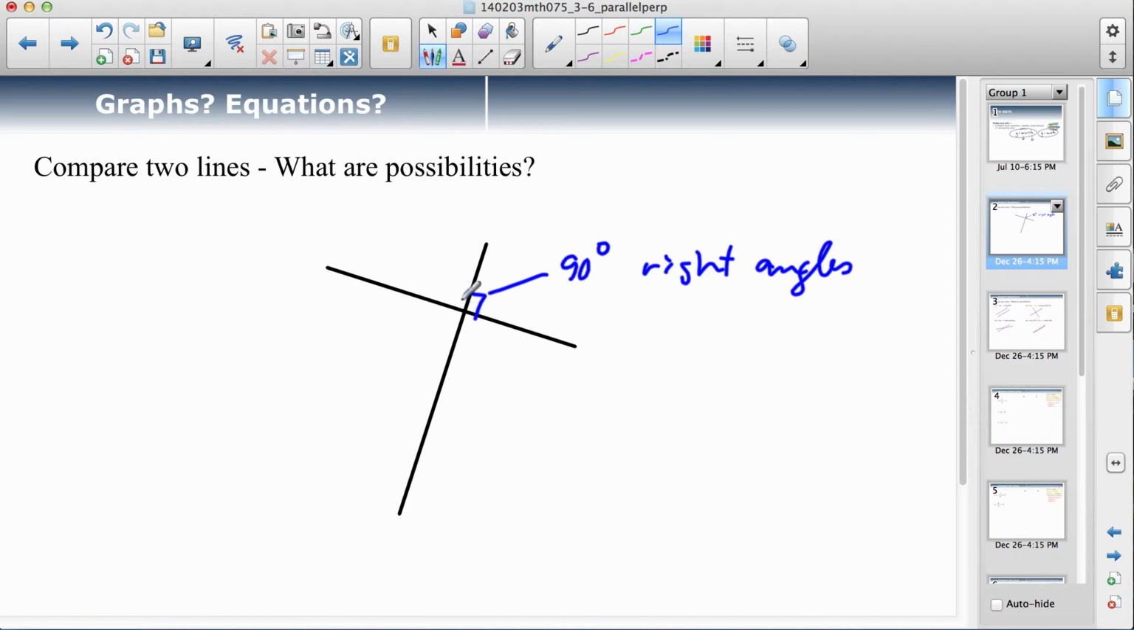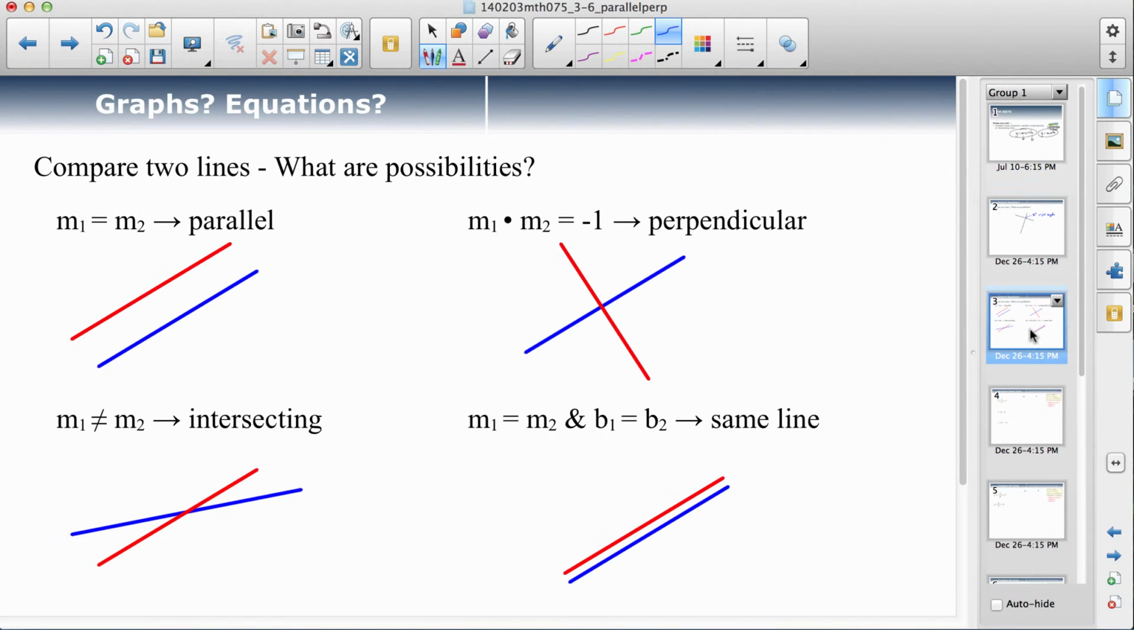So the slopes of those two lines are similar. I guess they're not exactly the same, but there's a relationship between the slope of this line and the slope of that line. So let's look at those possibilities. For parallel lines, the slopes are the same. The slope of the first line is equal to the slope of the second line. For intersecting lines, the slopes aren't the same, so they will cross somewhere.